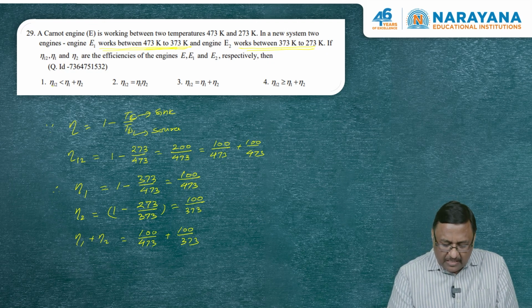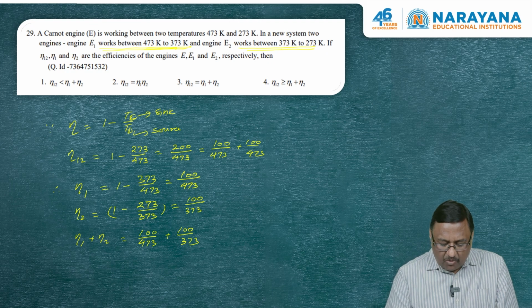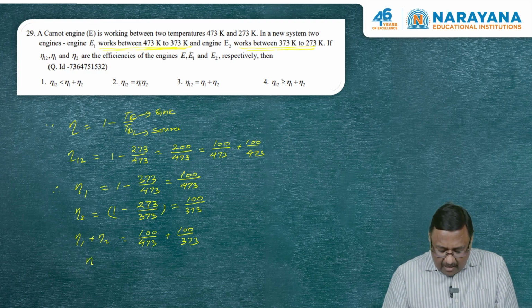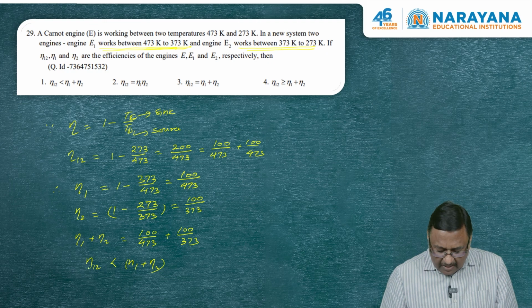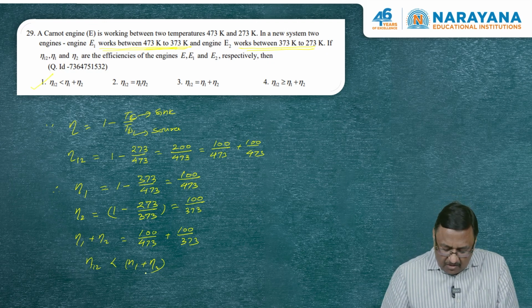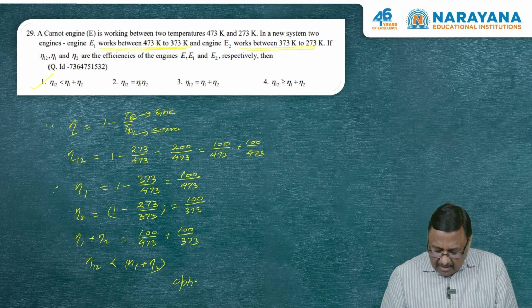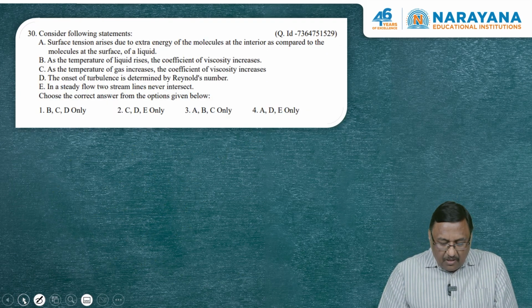That means what we can understand from here, that eta 1 plus eta 2 definitely is going to be more than this eta picture. So eta is going to be less than eta 1 plus eta 2, or the sum of the efficiencies of the two engines E1 and E2 is more than the efficiency of the engine E. So that means now option 1 should be the right answer. So option 1 is the right one. The one is the correct option. I hope that is also a simple question in this paper, not a very difficult one.